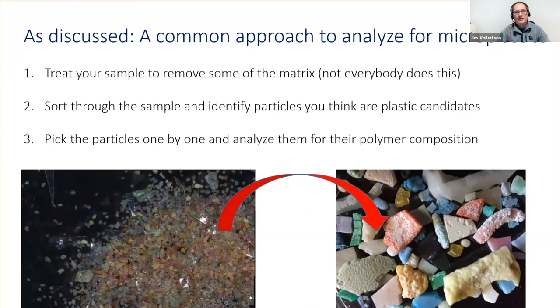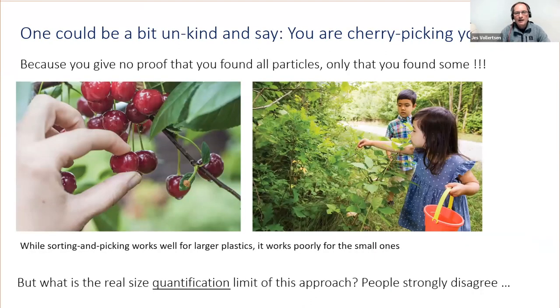So further in this example, a common approach for analyzing the microplastics was, as I said, this sorting and picking approach, where you look through a batch of whatever, pick the particles out, the nice particles you see on the right, everybody can see those plastics, and you analyze them for the polymer composition. But you might be cherry picking your results, because you've been fishing in the sample and fished something out which you thought was plastics. And you have no proof you found all the particles. You found some for sure, but did you find all? I mean, the bigger the particles are, the more sure you can actually be that you did find all. But for the smaller particles, it gets increasingly more difficult. And what is actually the quantification limit in terms of size for this? It's really difficult to figure out, and people strongly disagree on it.